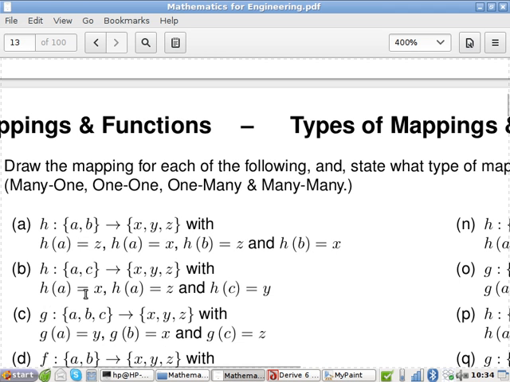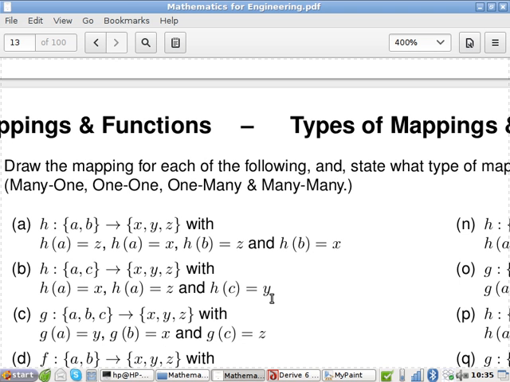A goes to x. A goes to z. So this again is something to many. C goes to y. So what do we think? One to many. Yes, because A gives you x and z and C gives you y. If the x's are different, then the y's are different. So if you put in an A, you get a different answer than if you put in a C. So that makes it one to many.